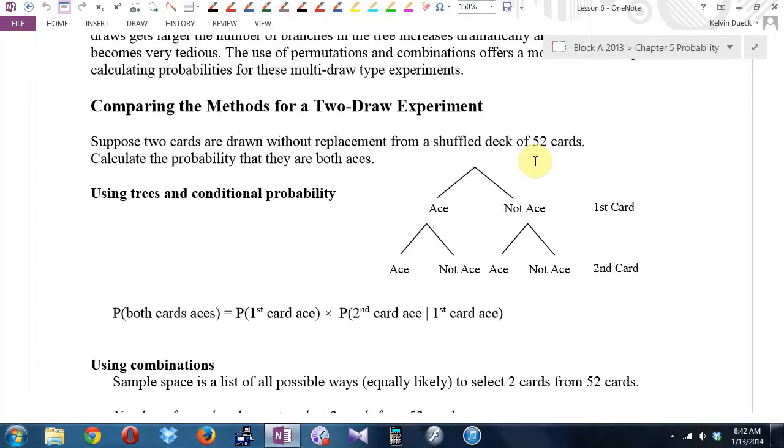Suppose 2 cards are drawn without replacement. That's probably important. That means the odds are going to change along the branches. From a shuffled deck of 52 cards. So we got my deck of cards here.